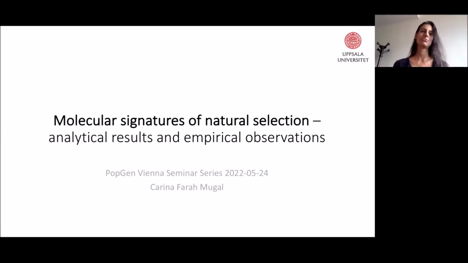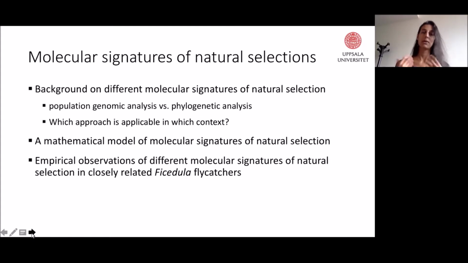So what I thought I would present today is I will focus on both analytical work, but also empirical results and look at the molecular signatures of natural selection. Before I look at the results, I'd like to start by providing some background on what kind of different molecular signatures of natural selection are commonly used in evolutionary genomics analysis. Here I would like to focus on the difference between what measures are used within population genomic analysis versus what measures are used within phylogenetic analysis.